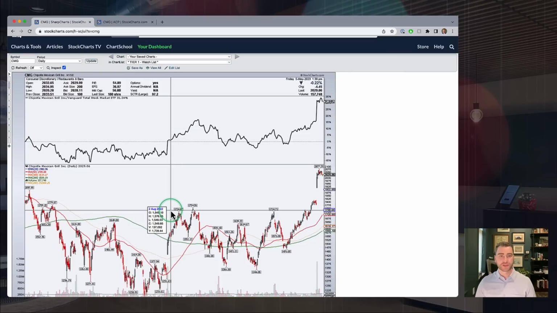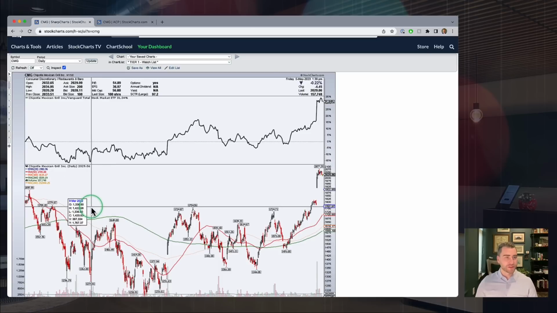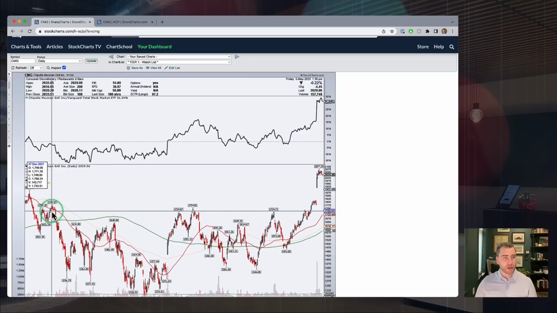We can use this inspect tool to see exactly what those are, but we can see that the interim high here on the base breakout was about, if we use our price labels, 1776. But if we hover over this candle, we can see in that info box we closed at about 1766.24. That was the key price level that we had to get through here on Chipotle.